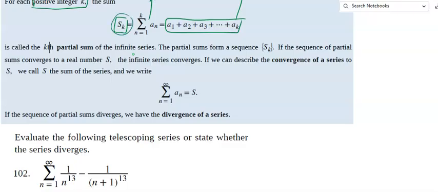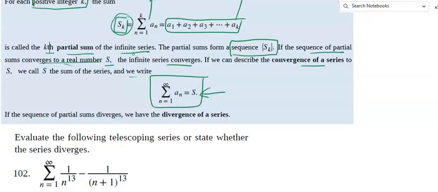This S sub k is called the kth partial sum of the infinite series, no big deal. The partial sum, we treat it like a sequence, S sub k. If this sequence of partial sums converges to some number s, then the infinite series converges, and we say, guess what? The infinite series converges to this same value s.